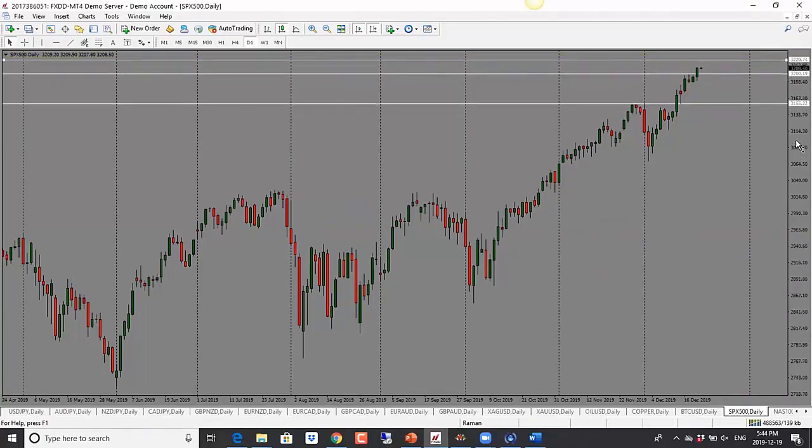What I would look for is a pullback. So if price holds above 3200, we could see it go into 3220 and then potentially into 3240. But if it goes back down below 3200, we could also see a decline. So bullish bias, but with caution here.